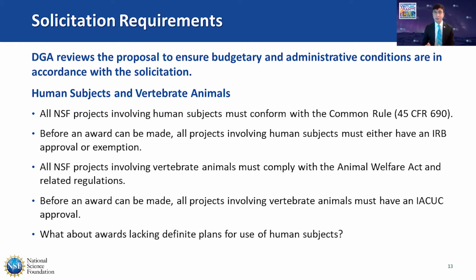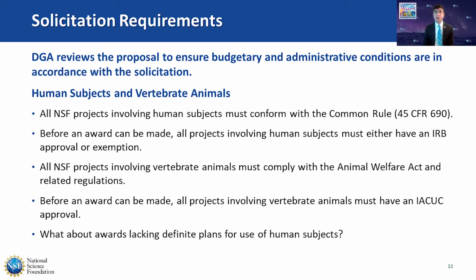So now, the most important point here is that if a solicitation or proposal includes human subjects or indicates vertebrate animal research, DGA will verify that the appropriate IRB approval, exemption, or the Institutional Animal Care and Use Committee, or IACUC, certification has been submitted before the award is made and not after.